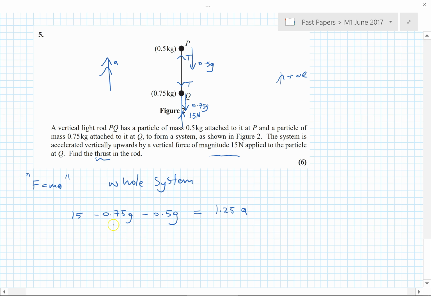Working that out, (15 minus 1.25g) times 9.8, it's 11 over 4, is equal to 1.5 over 4 a, so it gives me a equals 11 over 5, or 2.2. Now I can apply F equals ma to either of the particles. I'm going to do it to P, because there are fewer forces on P.